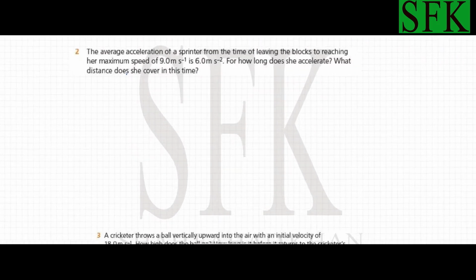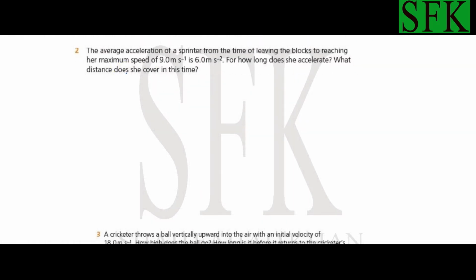Okay, now let's go to the second question. The average acceleration of a sprinter. Again the acceleration is constant, it has an average value, of a sprinter from the time of leaving the blocks. So the sprinter left the block, this means that initially she was at rest, so initial velocity was 0, to reach her maximum speed of 9 meters per second. The final velocity is given to be 9 meters per second. Sorry, not meters per second squared, it's meters per second. And the average acceleration is given as 6 meters per second squared.